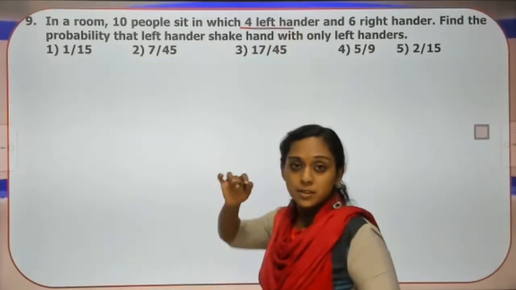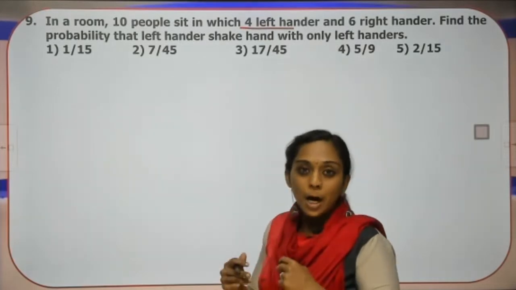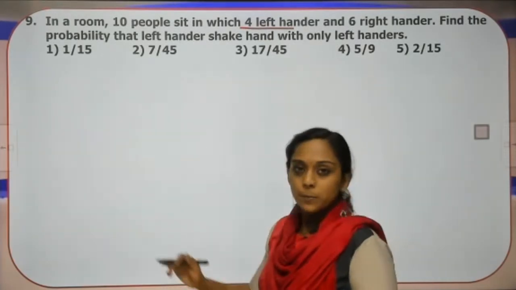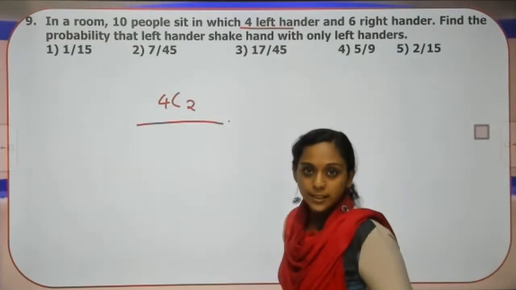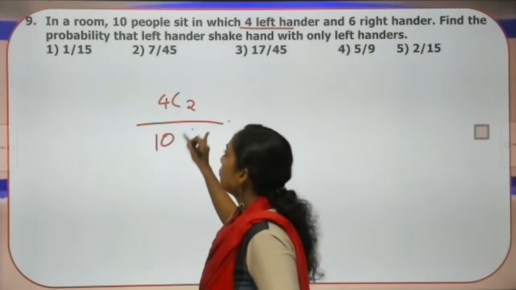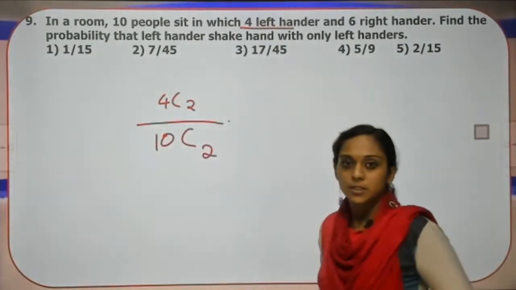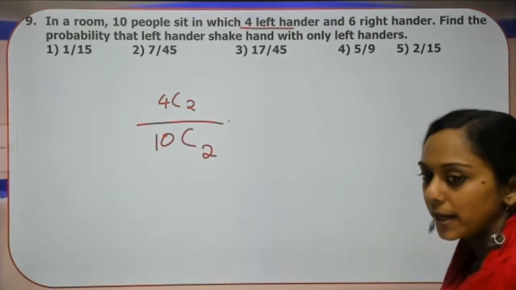4 left-handers are there. So you need to check only how many combinations of 2 people are possible among 4 people. So that is 4C2 divided by, what is the total out of how many people? 10 people. So our answer will be 4C2 divided by 10C2. Simplify this, you will get the answer as option 5.